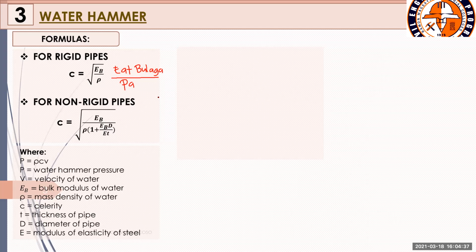Take note, napakarami yung formula na i-memorize, hindi lang dito sa hydraulics, meron pa kayong foundation, or you have your geotech pa, na napakarami pa. So dito, that would be "It Bulaga." Share ko na lang rin sa inyo, baka magamit nyo rin, "It Bulaga pa."